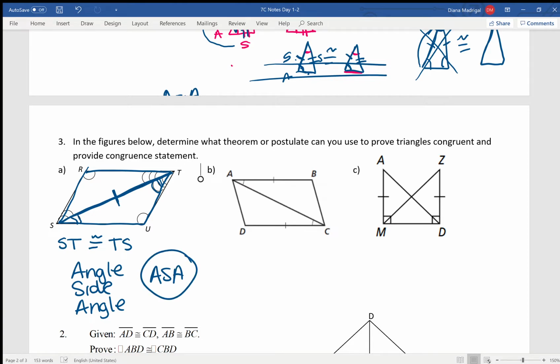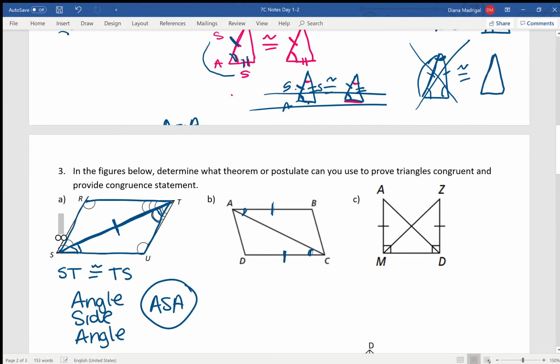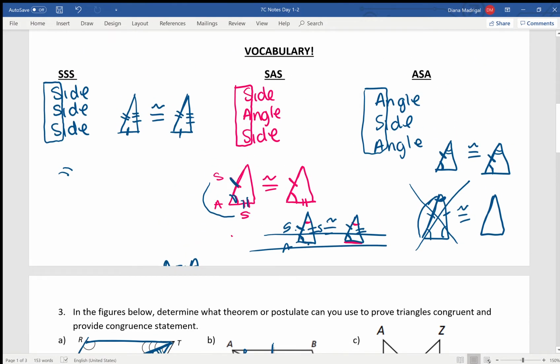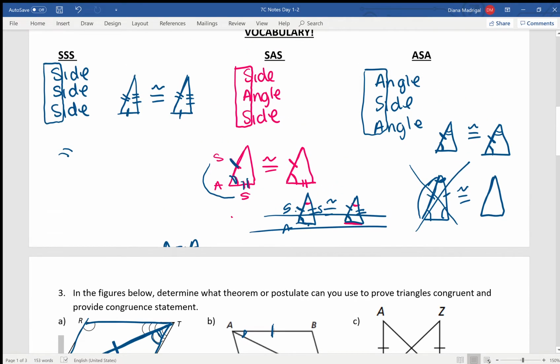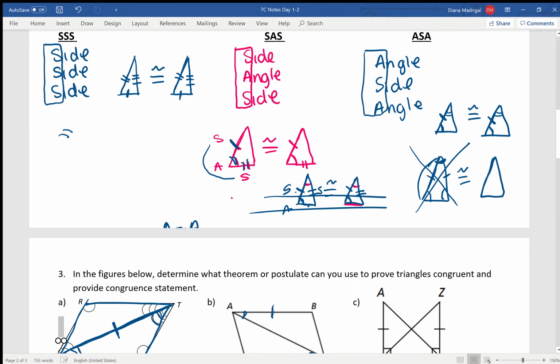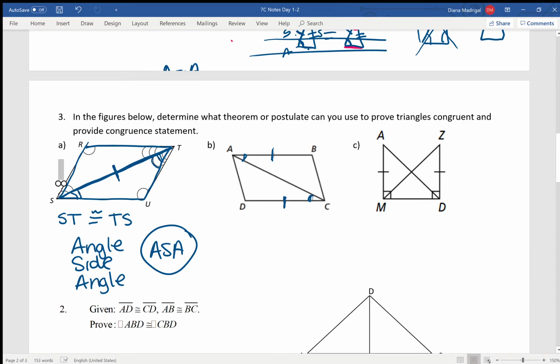All right, so try B for me. Notice they give you those little dashes on the side. So that means that this side is congruent to this side. This little angle is congruent to this one. And you're missing one piece of information. What can you tell me about that big square? Okay, so I can see which of the theorems I'm going to use. Okay, so remember side, side, side, angle, side, angle, side, angle. So figure out B.